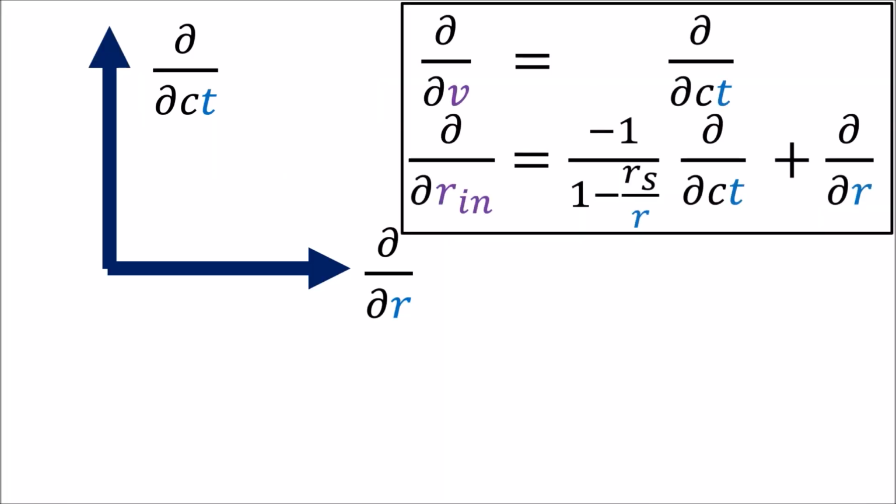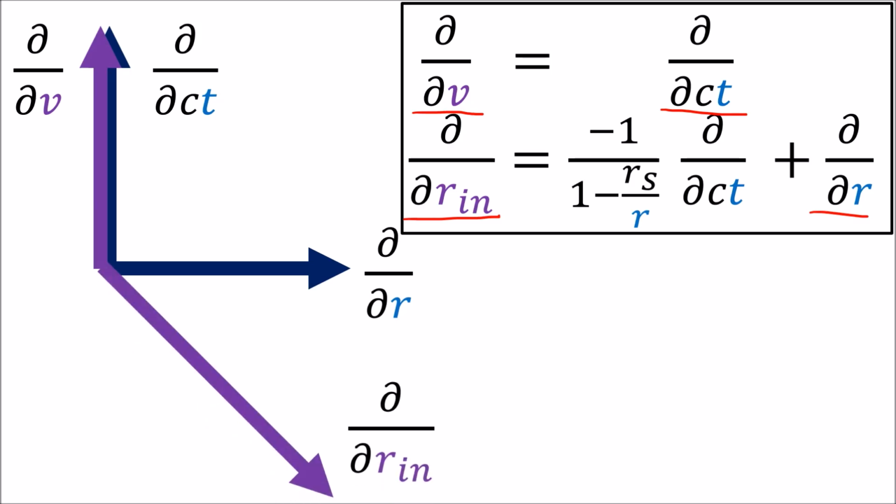Looking at the basis vectors visually, we see that the CT and v basis vectors point in the same direction as we saw before, and the Rn basis vector points in the same direction as the r basis vector, but with an additional negative CT component, so it points downward somewhat. And this is exactly what we need for Rn to point along the direction of light beams. So geometrically, these basis vectors are exactly what we would expect.